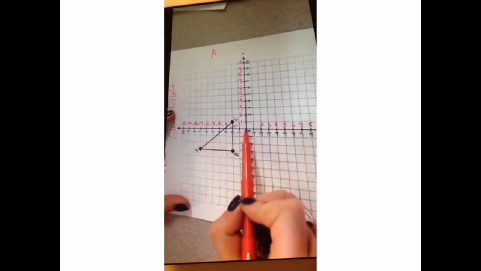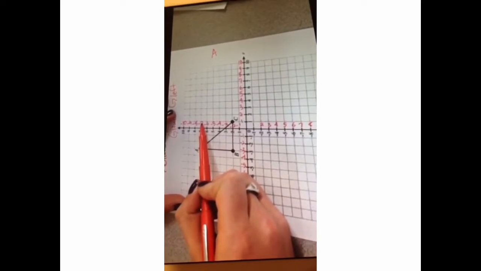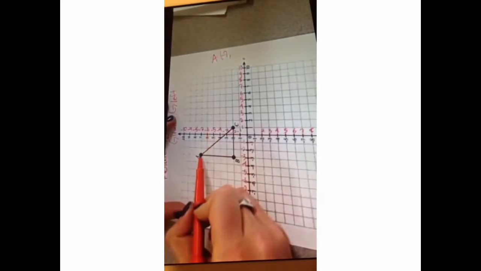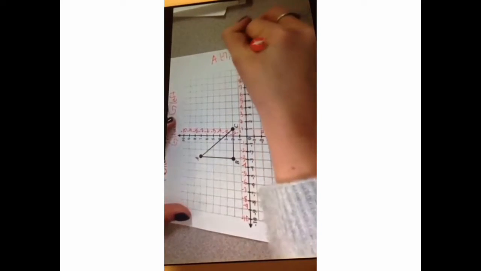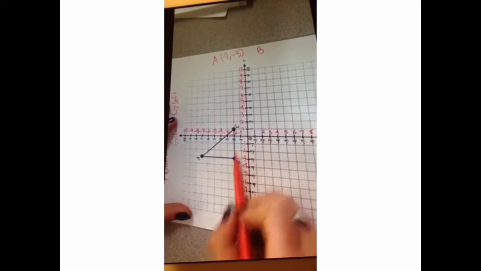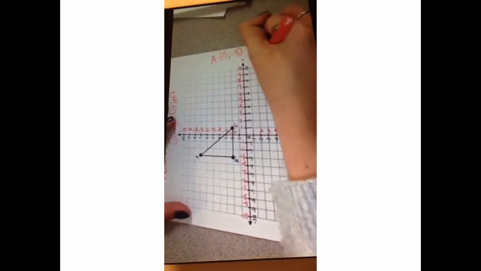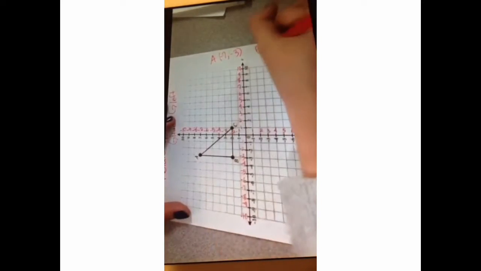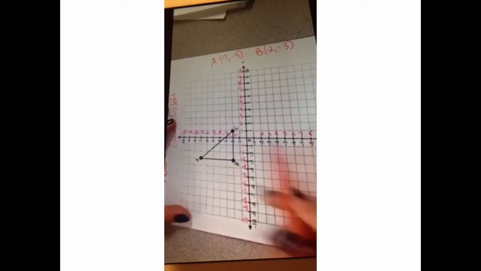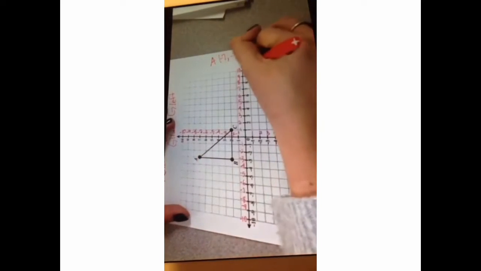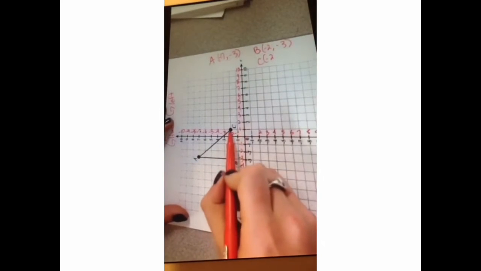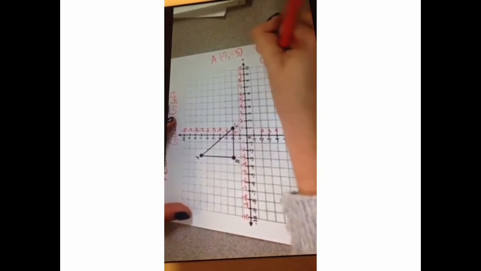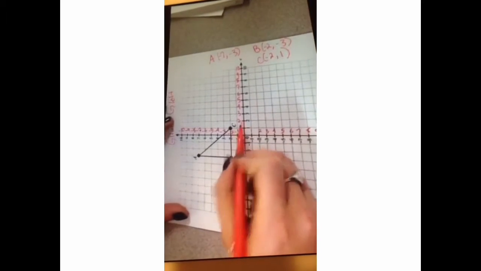A is at, I'm going to go over to what is now -7, since that's the red number I'm using, -7, and down to what is now -3 for my y value. B is at what's now -2, and down to -3, which is my y value. And C is now at -2 for my x value and 1 for my y value.